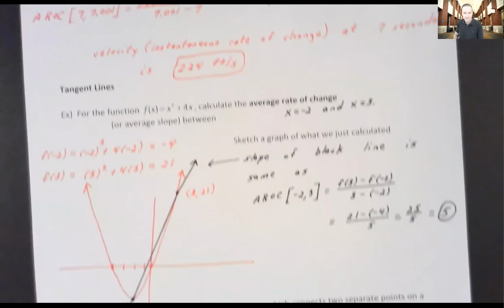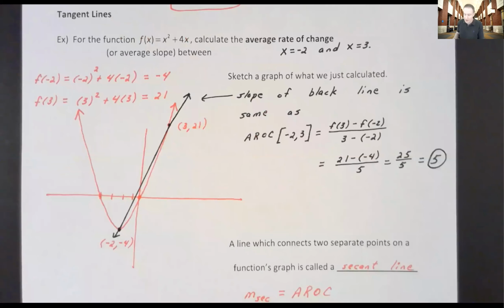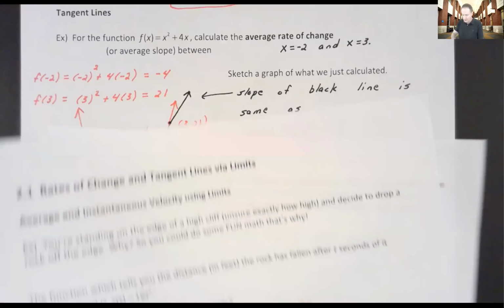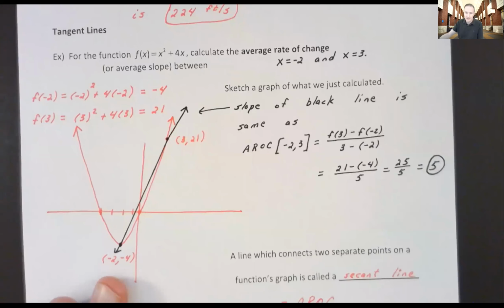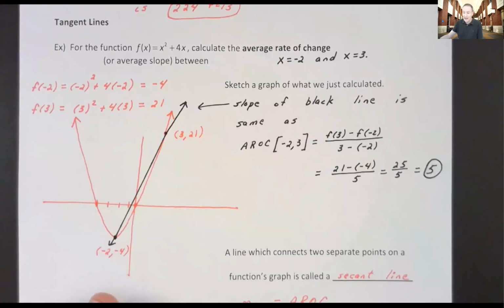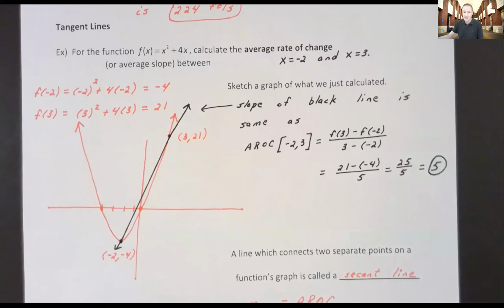Up next here, I started off titling the section Tangent Lines and Rates of Change. So where the tangent line comes in here, a tangent line is going to be a line that touches a curve at one point, and it is going to take on the instantaneous rate of change. Before we talk about tangent lines specifically, let's talk about another type of line called a secant line.